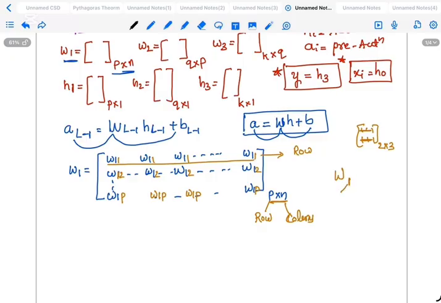W1 is common because of layer 1. So the next one is common, row 1. Next you can add first neuron, second neuron, third neuron, and so on. How many neurons? N number of neurons, that is columns. Here the last column, N.